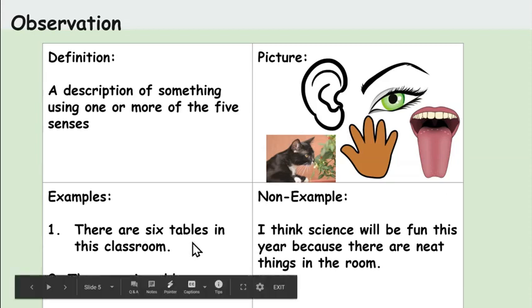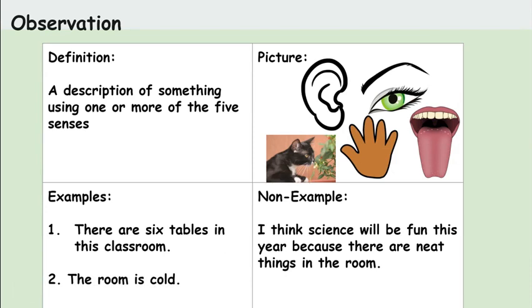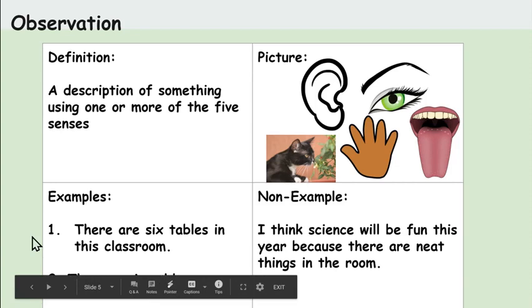So if we look at these examples, there are 6 tables in the classroom. If any of you remember our science classrooms, there are those big black tables, and there are 6 of them. So that's a fact. You can go in and prove it. The room is cold. Sorry that this is blocking everyone.